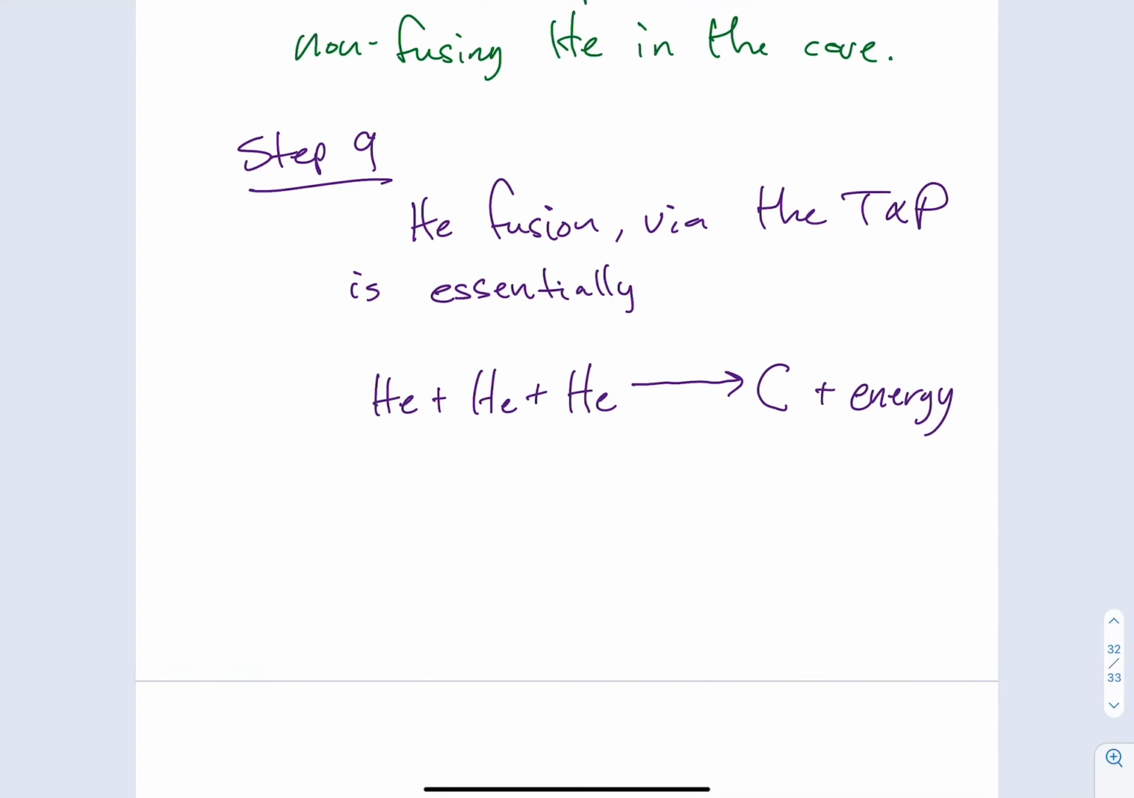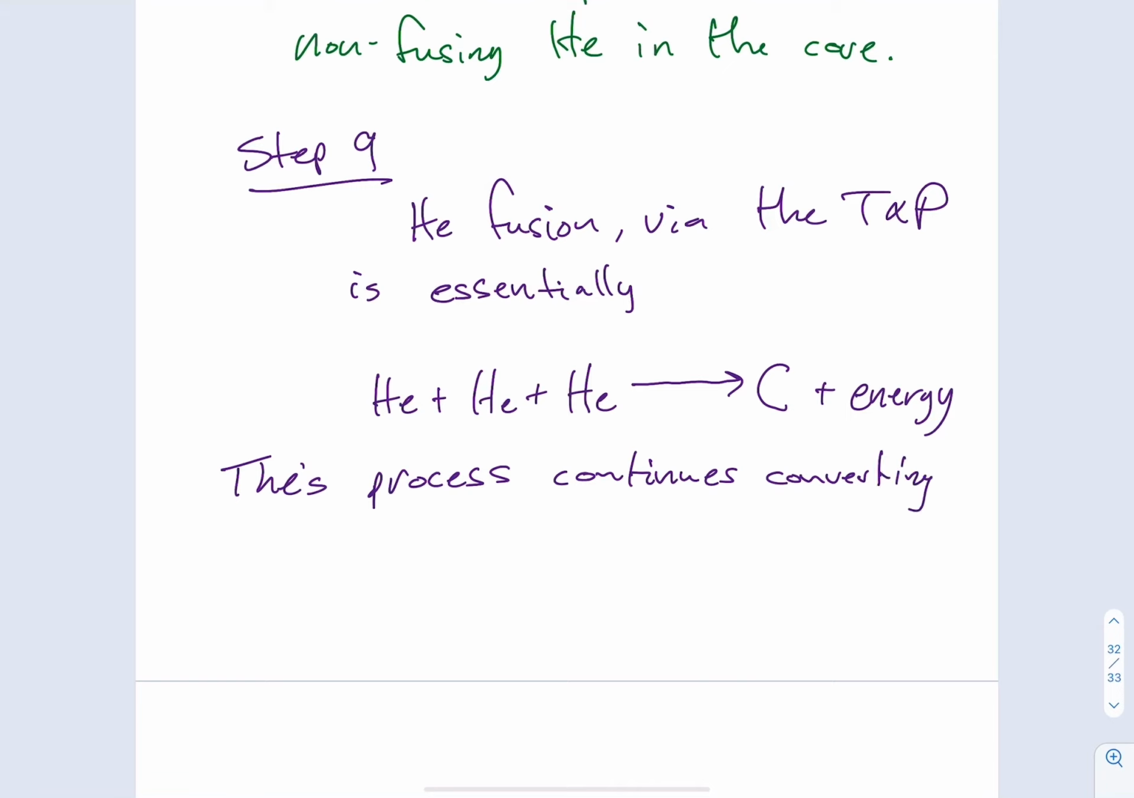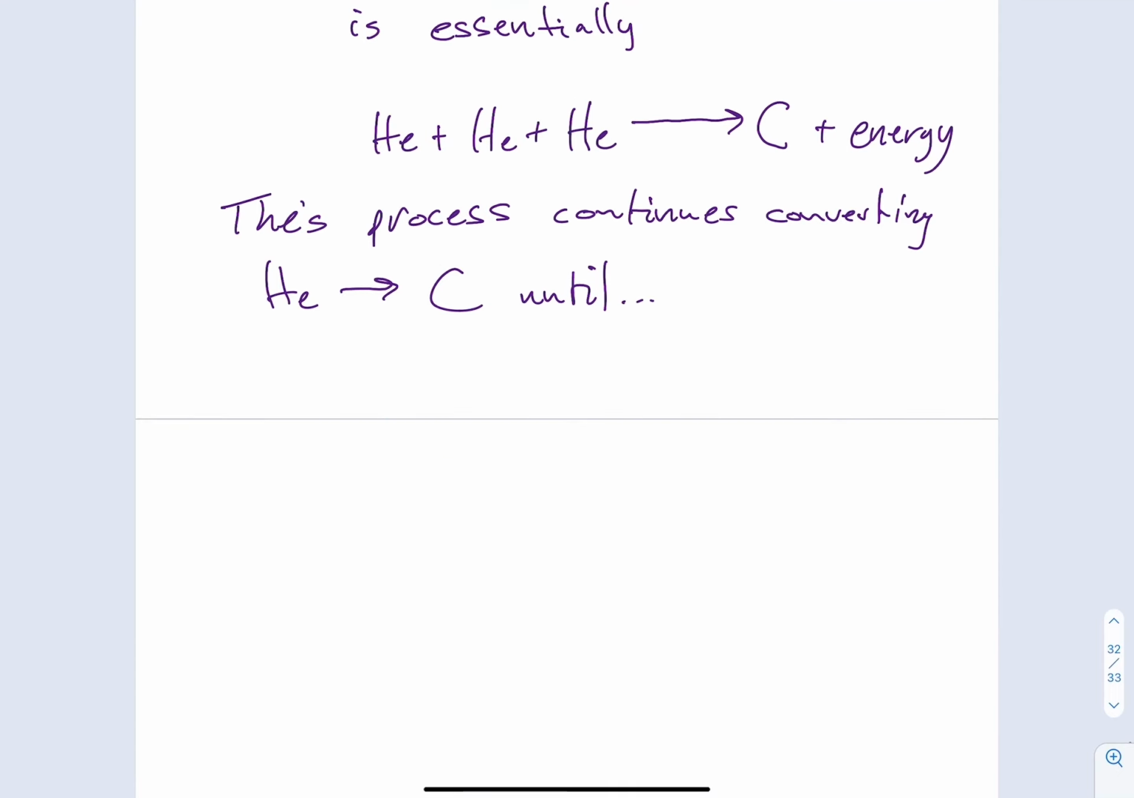And so we'll say this process continues converting helium into carbon until, and we'll have an actual helium flash now, the helium flash occurs. This will be step 10.